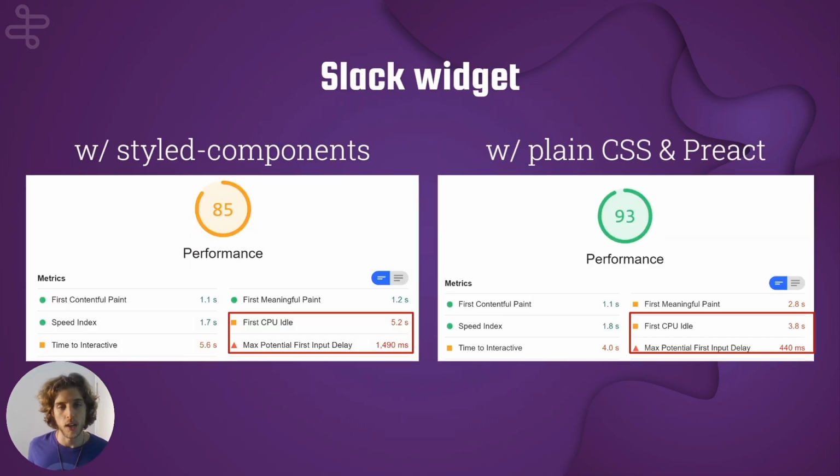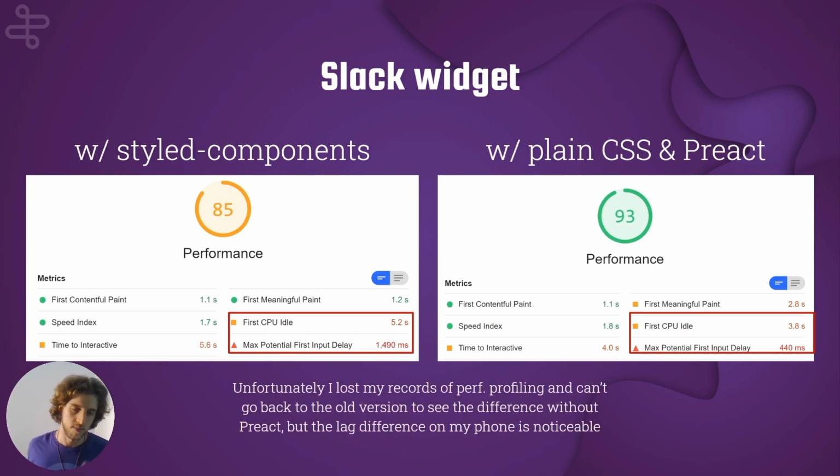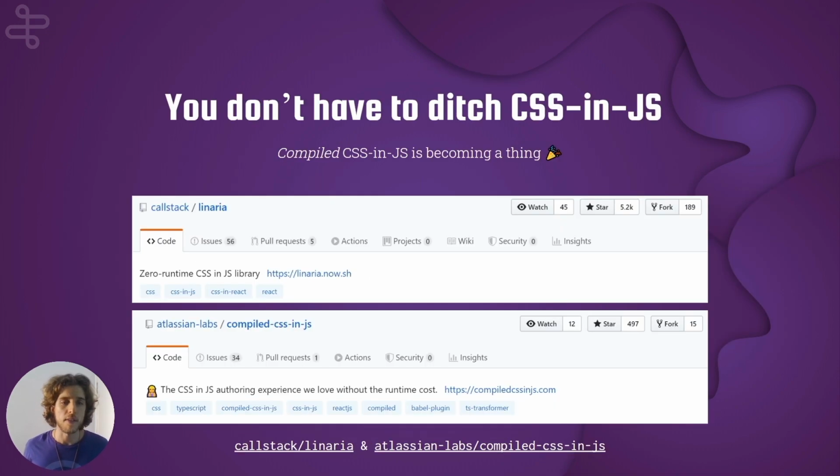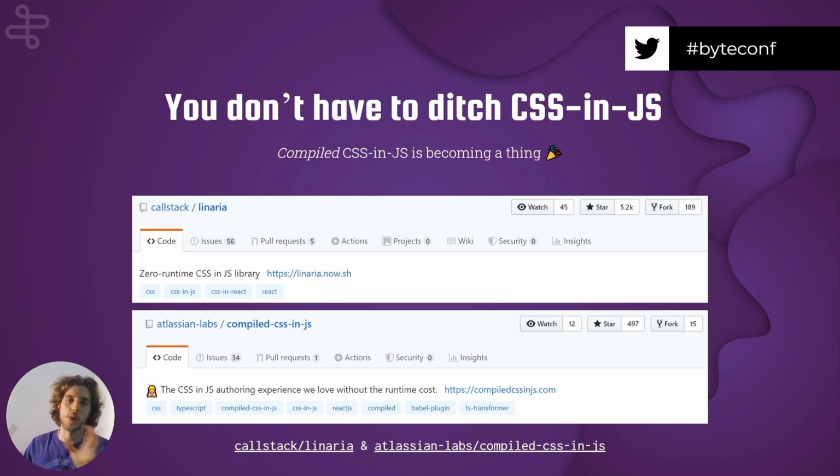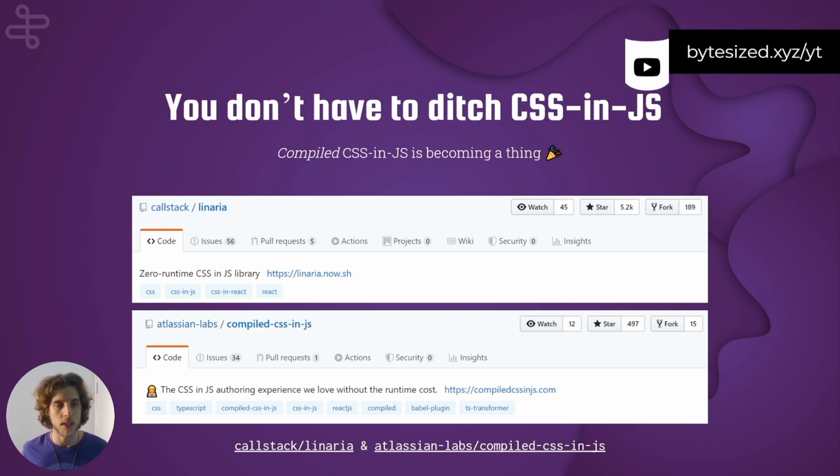And the end result was pretty good, although this Lighthouse score is a bit misleading because I also switched to Preact. But the idea is that it is considerable in terms of the lag that I saw on the mobile phone. It's much better now. Plus, you don't have to ditch CSS and JS. Compiled CSS and JS is a thing, and it's becoming a thing. Basically, we move all that big client work, or most of it, into the server. So that's really nice and is going to do a lot for performance.